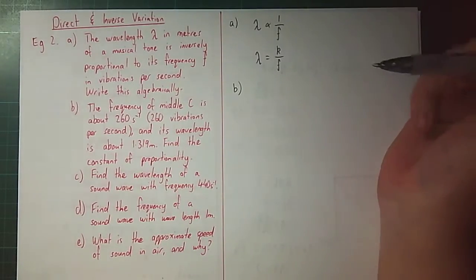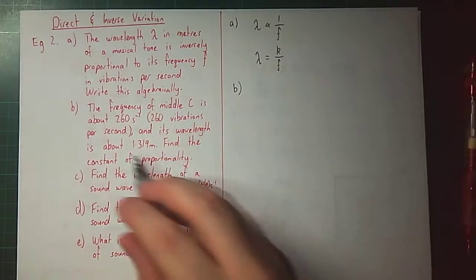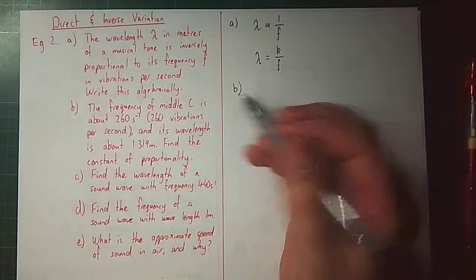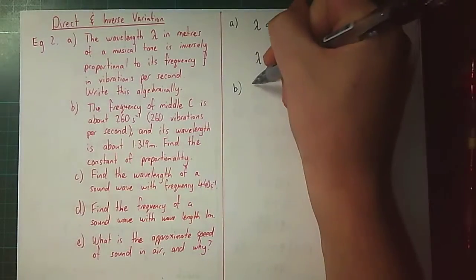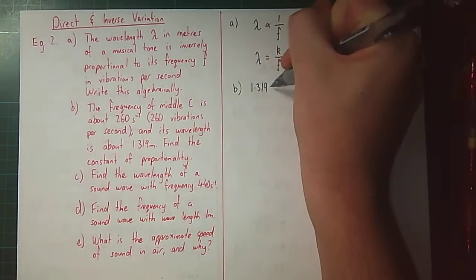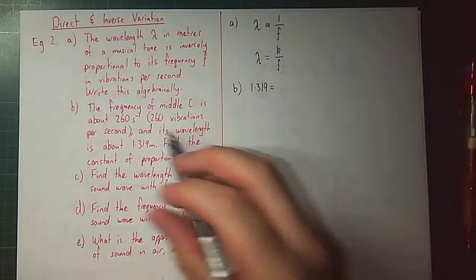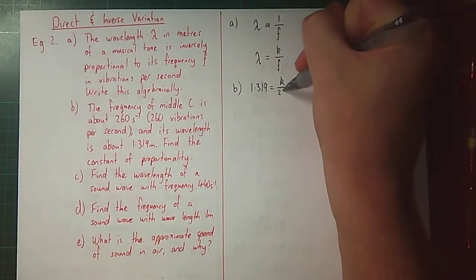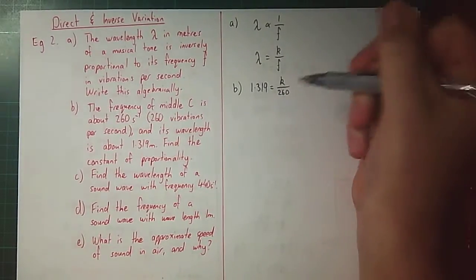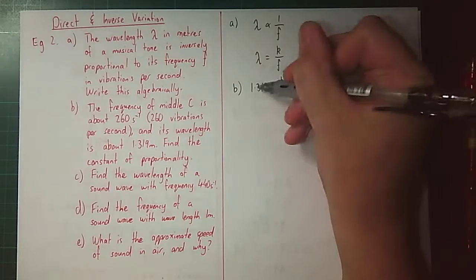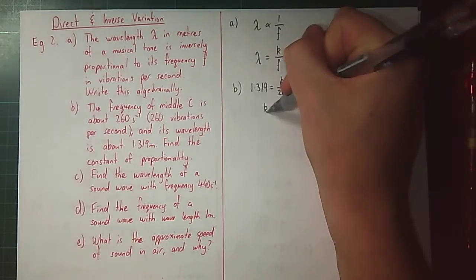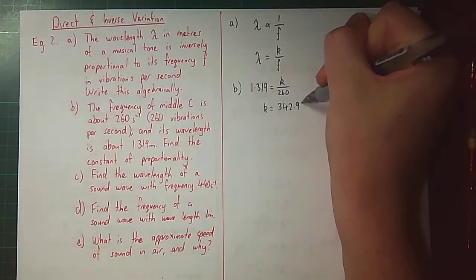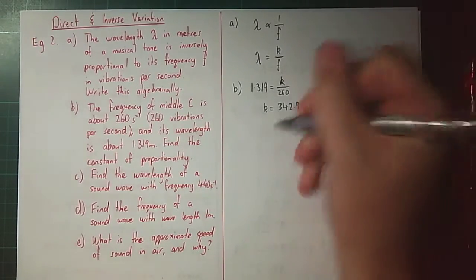So as k is the constant of proportionality, I'm going to sub these values in and we'll see what we get. We've got 1.319 is the wavelength, that's the lambda, so we're going to have that there. And then for our f, it's 260, so we're going to have k over 260. Now, we want to get k by itself, so we're going to multiply 260 on both sides. So by doing that, we're going to get k is equal to 342.94.